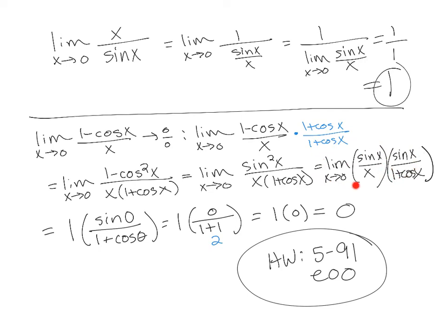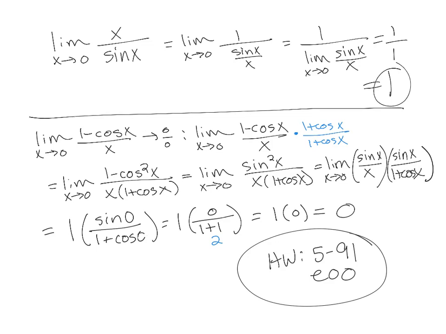So this guy right here is just 1. Now I take the limit of this, I'm just plugging 0 in. I get a sine of 0 on the top, 1 plus the cosine of 0 on the bottom. And you see cosine of 0 is 1. The bottom here is 1 plus 1, which gives me a 2. But 0 divided by 2 is still 0, and 1 times 0 is 0.